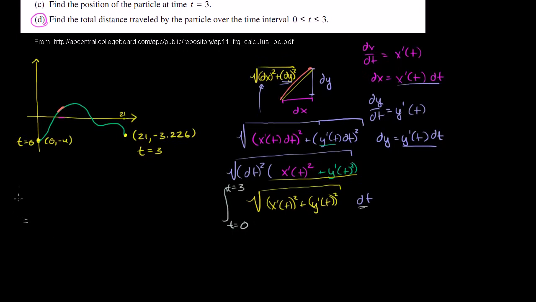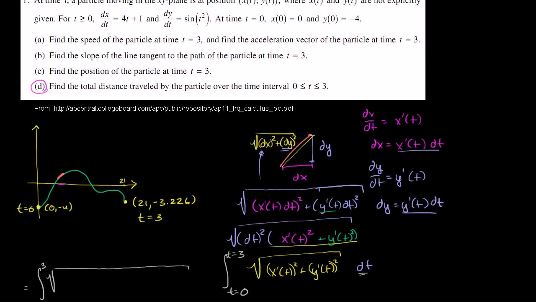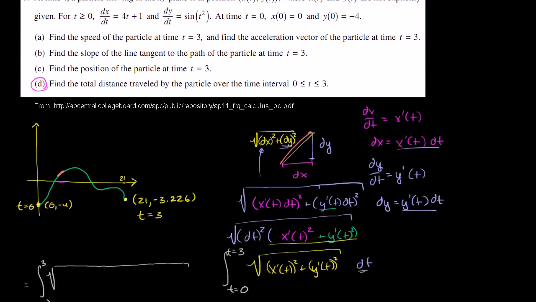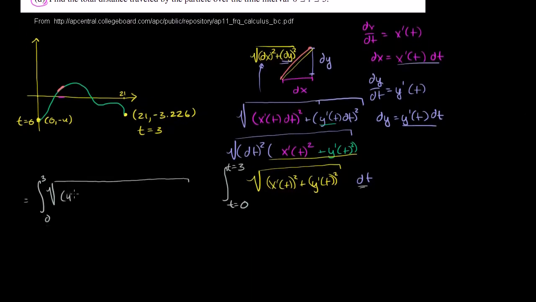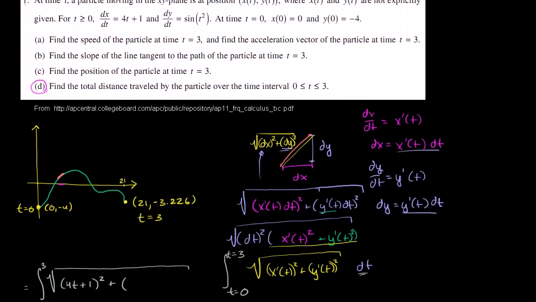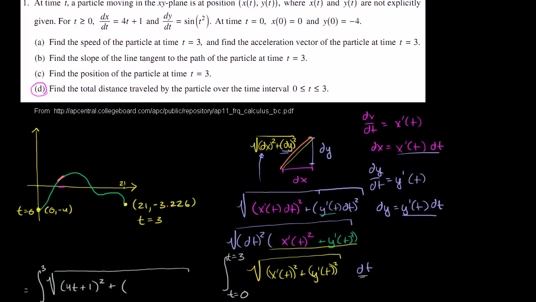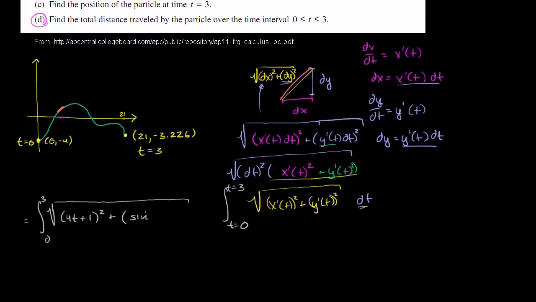This is going to be equal to the integral from 0 to 3 of the square root, I'll make my square root nice and big here, of x prime of t squared. They give us what x prime of t is. It's 4t plus 1. So it's 4t plus 1 squared plus y prime of t squared. The derivative of y with respect to t is sine of t squared. So sine of t squared, and we need to square that as well, and then dt.